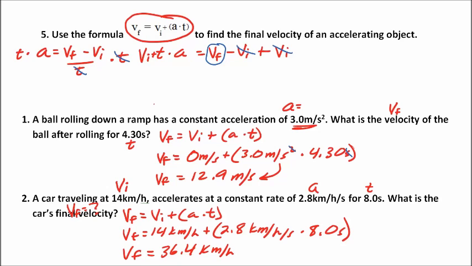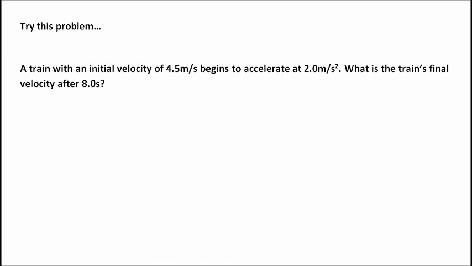Why is it kilometers per hour? Well, again, watch what happens. Here's the second below the division line. There's a division line. Right there is a division line. So we have kilometers per hour per second times 8.0 seconds. So that cancels out. So our answer is 36.4 kilometers per hour. So here's a situation, two problems, where you're looking for the final velocity, and you're given the initial velocity, the acceleration, and the time. Well, here's a practice problem for you.